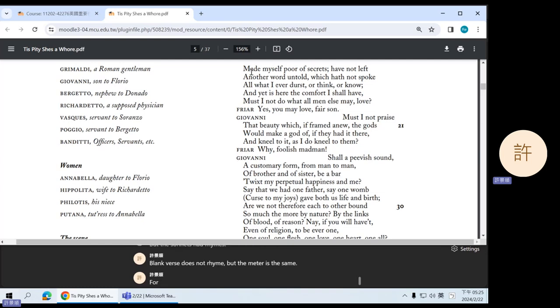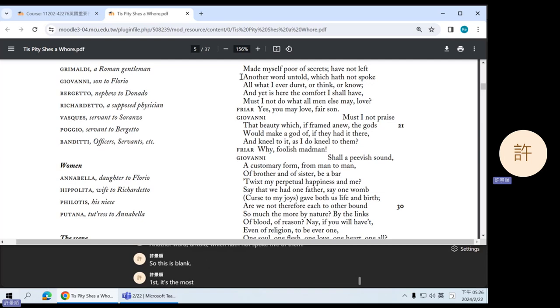For example, this line. Another word untold which hath not spoke. Dun dun dun dun dun dun dun dun dun dun. Every dun dun is one foot. And there are five of them. Another word untold which hath not spoke. Five of them. So this is blank verse.